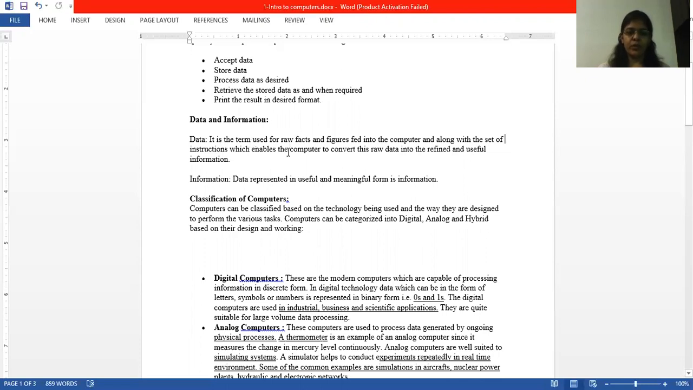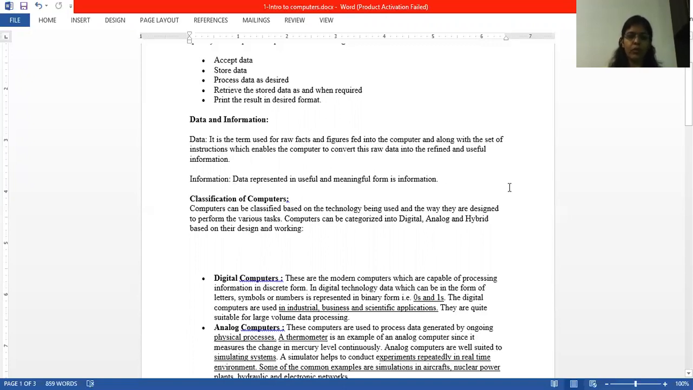So data is a term used for the raw facts and figures fed into the computer, along with the set of instructions which enables the computer to convert this raw data into refined, useful information. Okay, so we can say that data is raw facts and figures which are organized in a systematic way and give meaningful and useful things to a user; then it is called information. So data presented in a useful and meaningful form is called information.